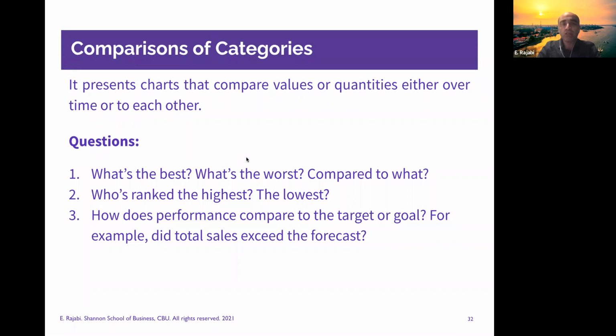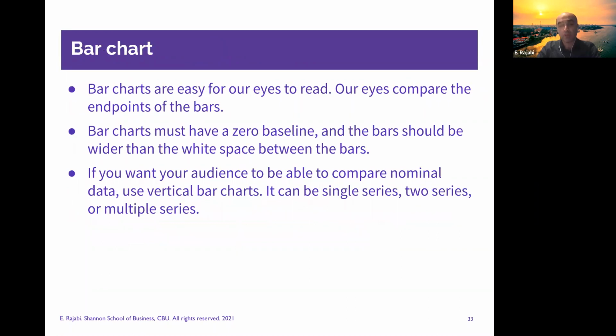One of the graphs or charts that you can use is the bar chart, obviously. It is easy for our eyes to read. Our eyes compare the end points of the bars easily. Obviously, the bar chart should have a zero baseline, and the bars should be wider than the white space between the bars. And there are some design tips that we will look into in this lecture. If you want your audience to be able to compare nominal data, a vertical bar chart is one of the choices that you have.